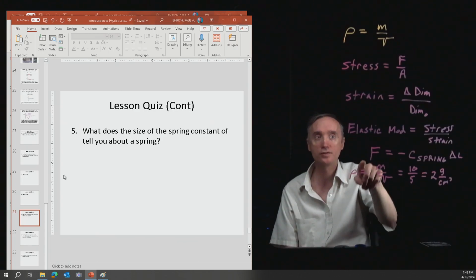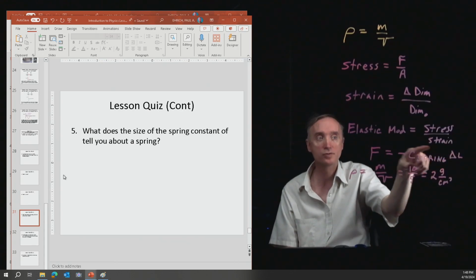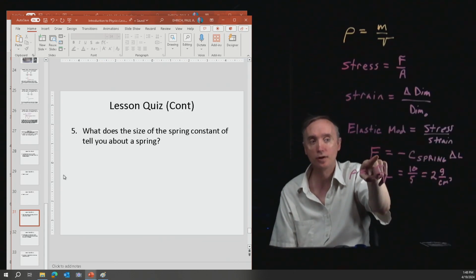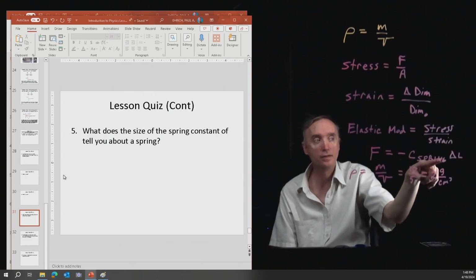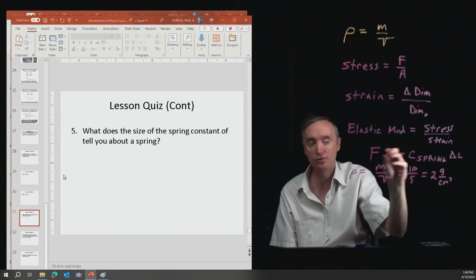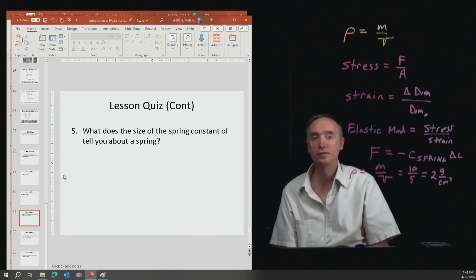Number 5, what does the size of the spring constant tell you about the spring? Okay, so here is our formula for a spring. The force on a spring is going to be equal to the spring constant, and then how far does the spring stretch? So the change in the length of the spring.